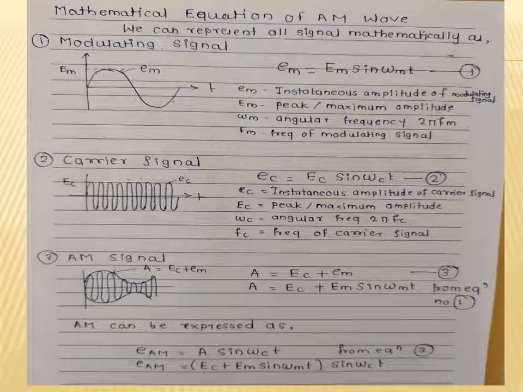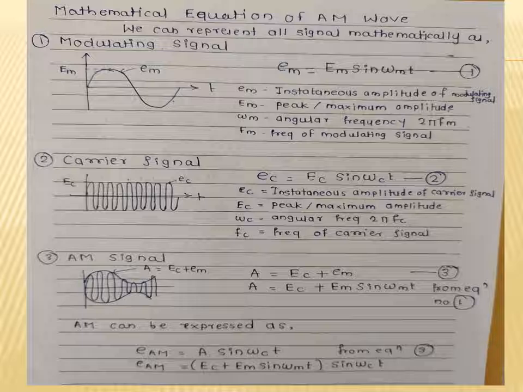Next, we see the mathematical equation of the AM wave. From this point we will see AM modulation, that is, amplitude modulation. In amplitude modulation, the first point is the mathematical equation of the AM wave.